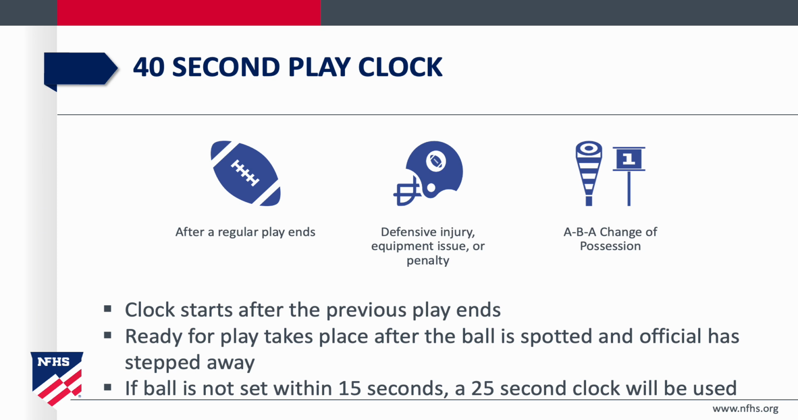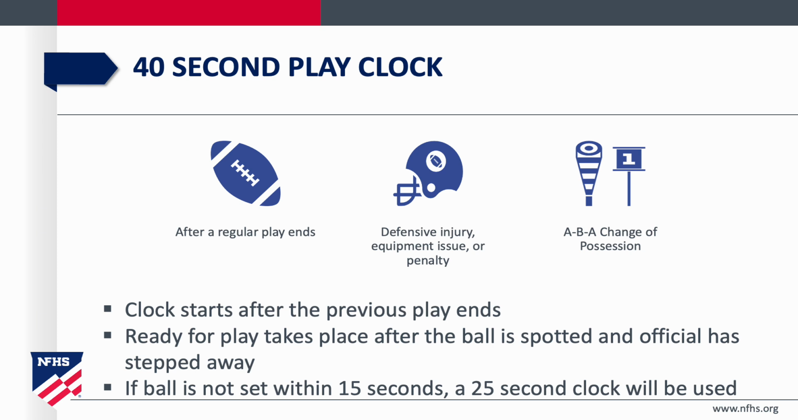If we have a situation in which the ball is not ready within 15 seconds of the start of the play clock, the play clock should be stopped. An example of this would be if there is a long incomplete pass and it takes a long time to get the ball replaced by a ball boy. If this happens, the play clock will be set to 25 seconds and will start once the ball is ready for play.